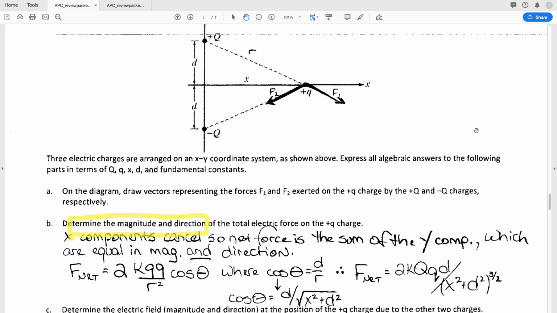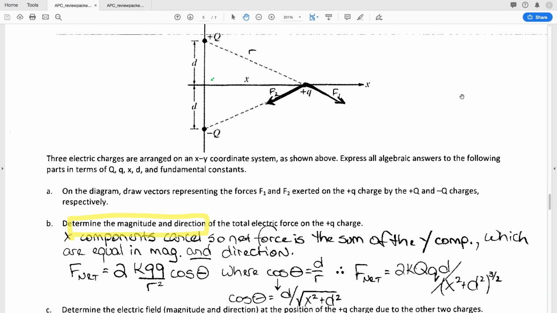Let me see if we can take a look at this. I've written in this work here, cosine theta is D over R. Cosine is adjacent over hypotenuse. So the adjacent side is D and the hypotenuse is r. I think that's pretty clear.